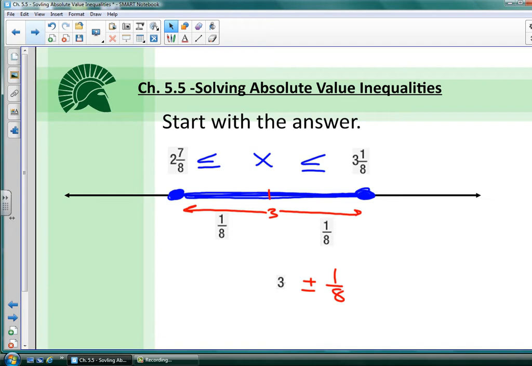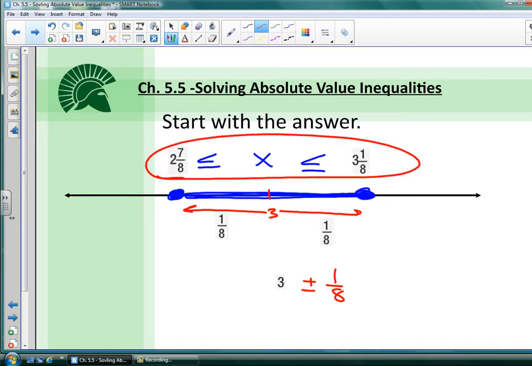Notice, though, if you start back with compound inequalities, the answers to an absolute value inequality problem will look like the answer to a compound inequality problem.